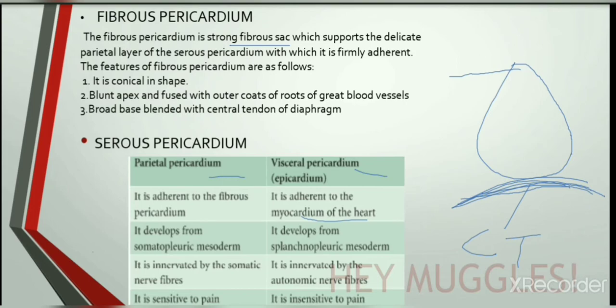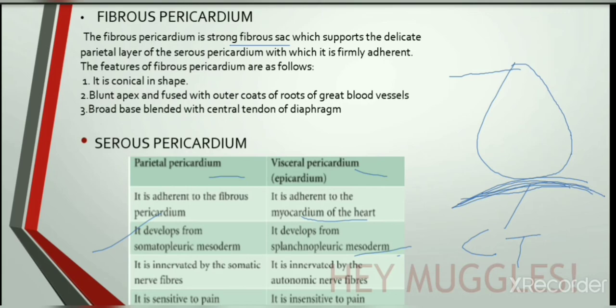Parietal pericardium develops from somatopleuric mesoderm. Somatopleuric is more of an embryological term, so I'm not going into detail right now. You can refer to embryology videos for that. Visceral pericardium develops from splanchnopleuric mesoderm.